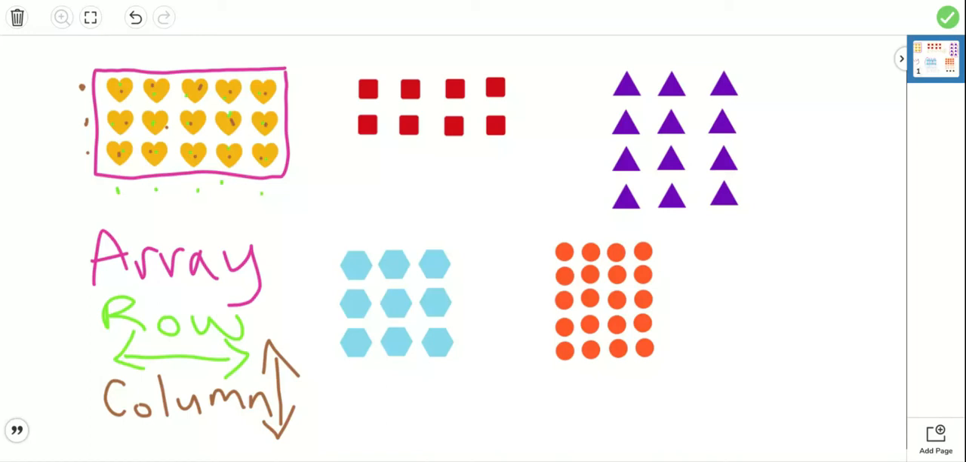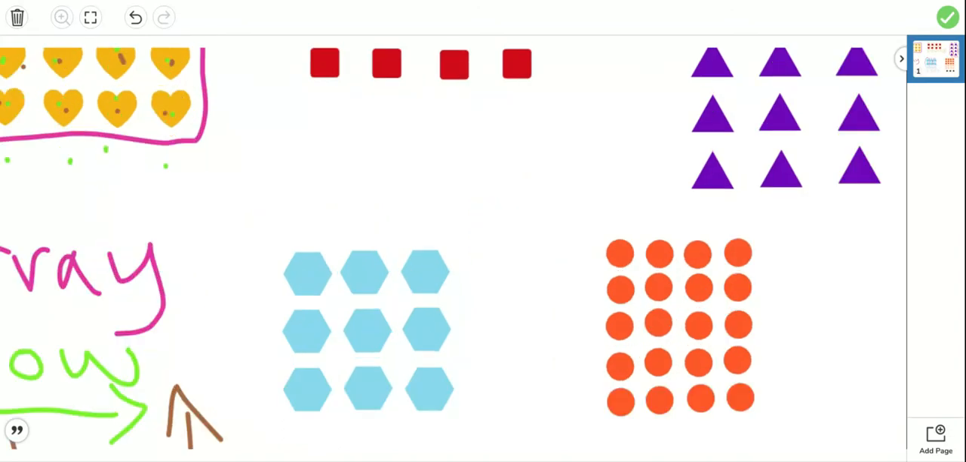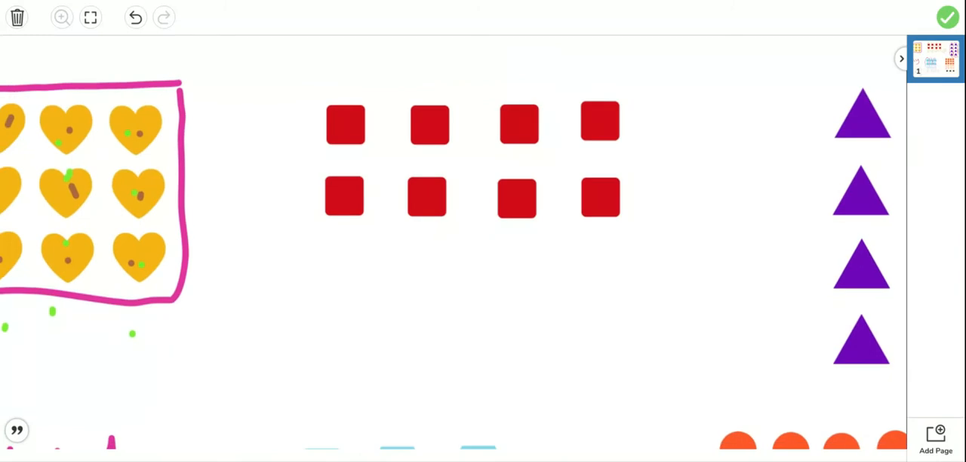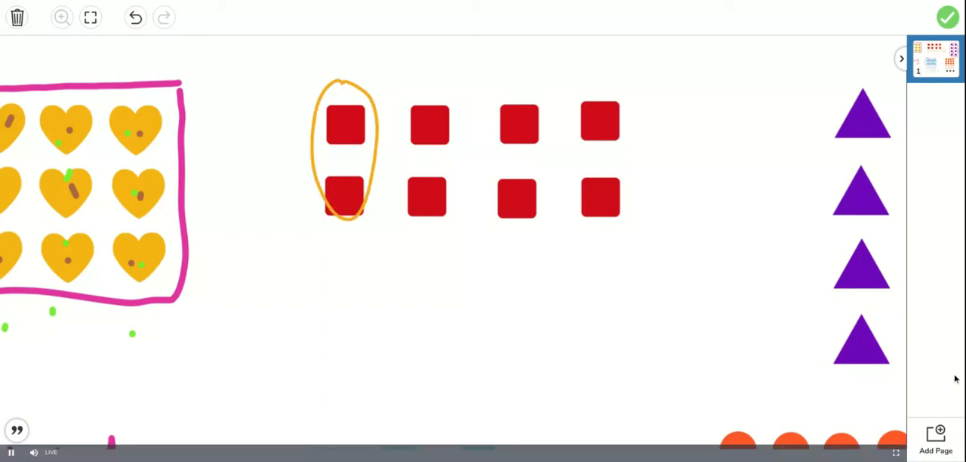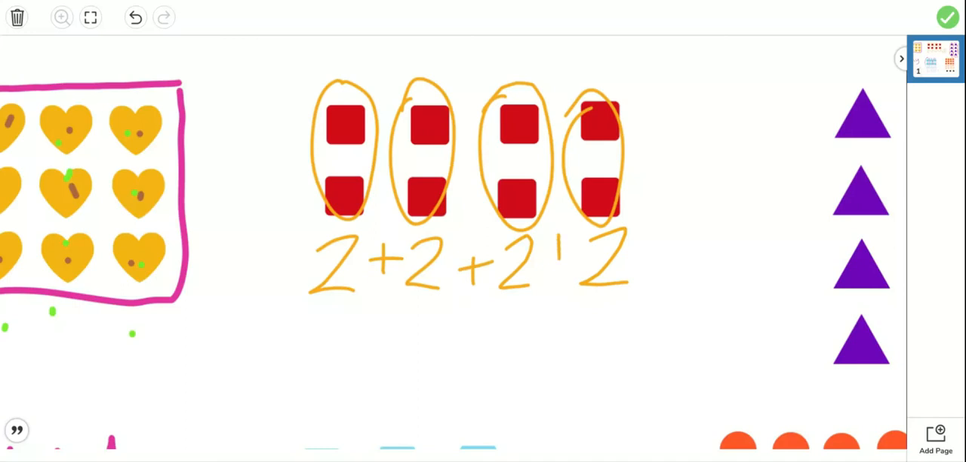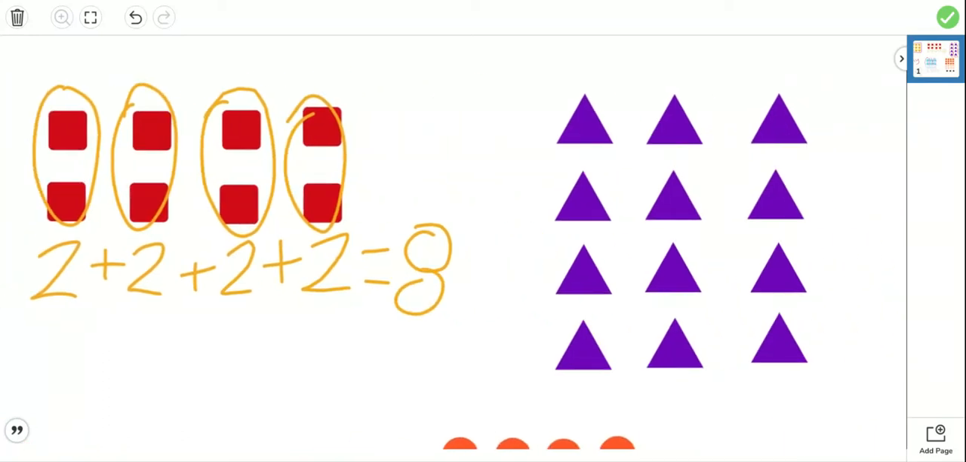So I am going to zoom in here. I'm going to zoom in on this array right here. And I'm going to start with circling the columns. Remember, columns go up and down. So I'm going to circle this, this, this, and this column. And I see here this has 2, this has 2, this has 2, and this has 2. So if I'm writing a repeated addition equation, this is 2 plus 2 plus 2 plus 2, and then that equals 2, 4, 6, 8. All right, I'm going to show you again. I'm going to pull my zoom over to this side.